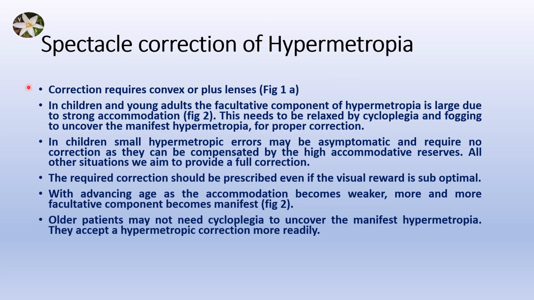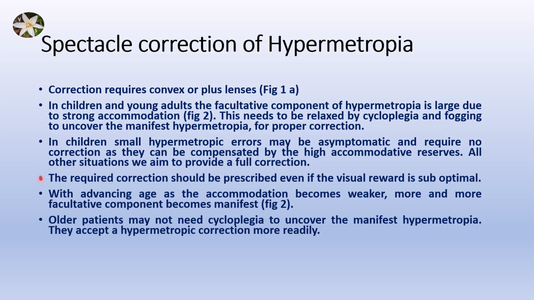We have seen in figure 1a that hypermetropia correction requires convex or plus lenses. In children and young adults, the facultative component of hypermetropia is large due to strong accommodation as shown in figure 2. This needs to be relaxed by cycloplegia and fogging to uncover the manifest hypermetropia for proper correction. In children, small hypermetropic errors may be asymptomatic and require no correction as they can be compensated by the high accommodative reserves. All other situations we aim to provide a full correction.